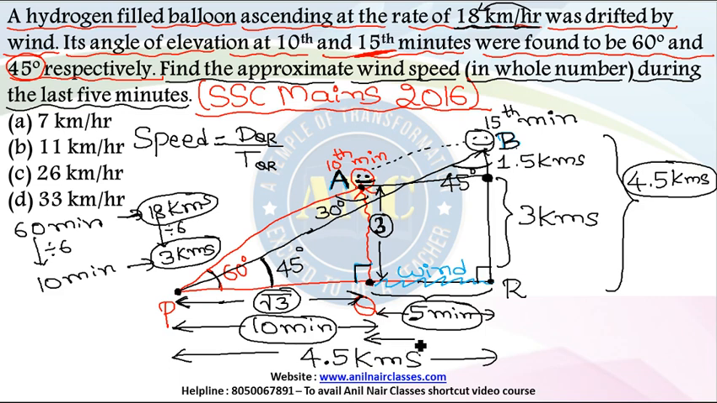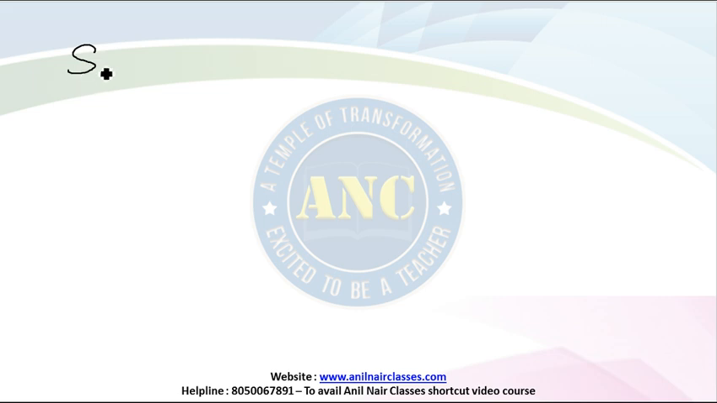That means from Q to R it will be, out of total 4.5, remove this root 3. That many kilometers will be from P to R. Q to R. Distance from Q to R is 4.5 minus root 3. Time from Q to R is how much? 5 minutes. Speed is what we need to calculate. To find that QR, what all we have done, sir.